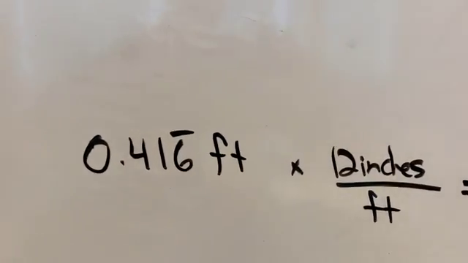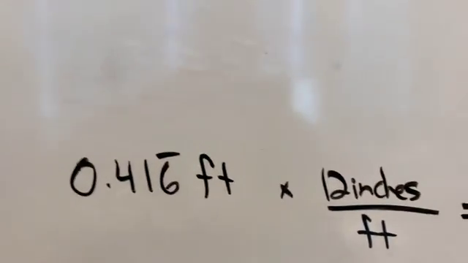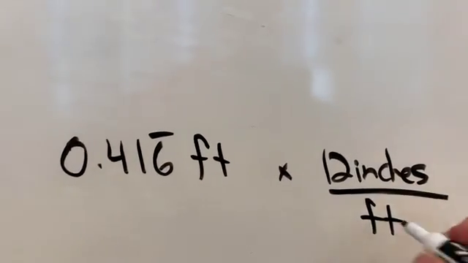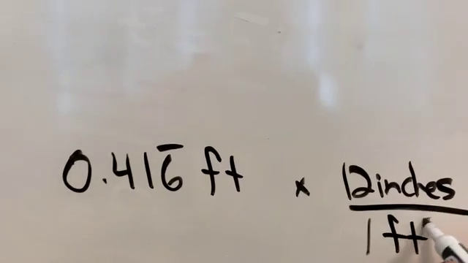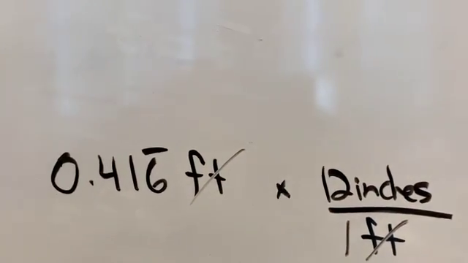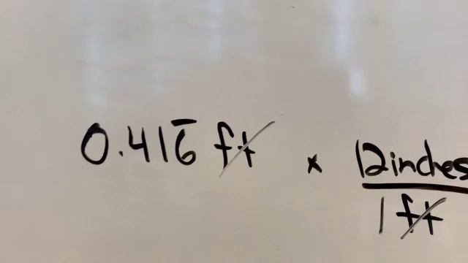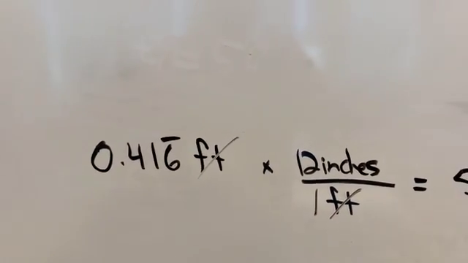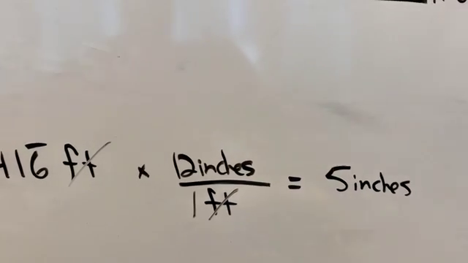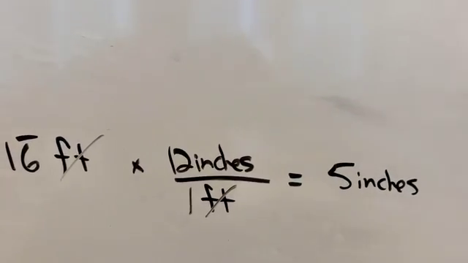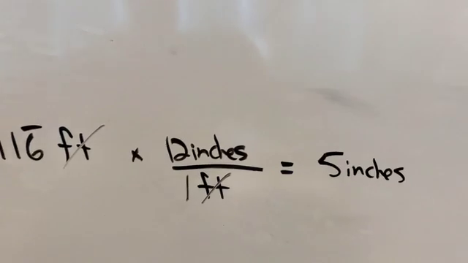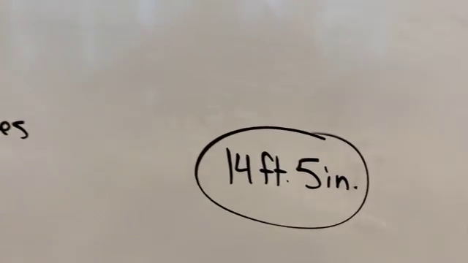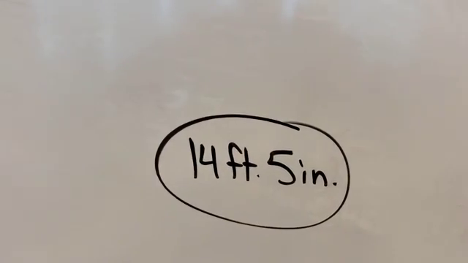And to do that, we use the exact same conversion factor, except this time we want to cancel out feet and end up with inches. So we say 0.4166666 times 12 divided by 1. The feet cancel each other out, and you end up with exactly 5 inches. If you haven't rounded, you don't have to round at the end. And so the answer to this question is that this picture frame is 14 feet 5 inches.